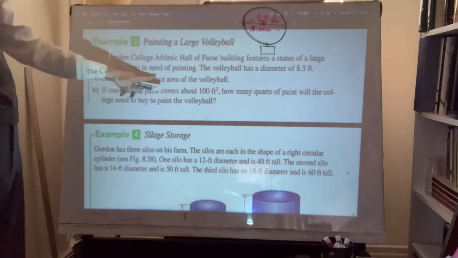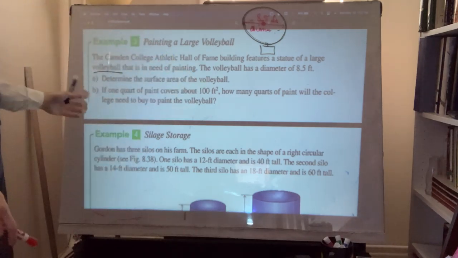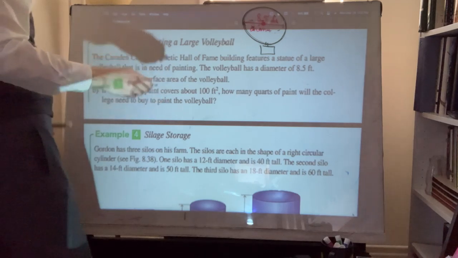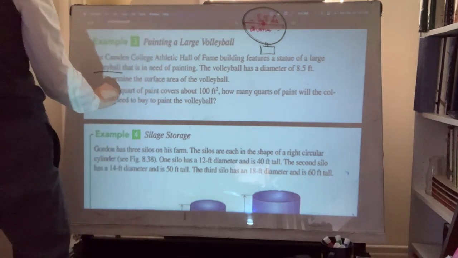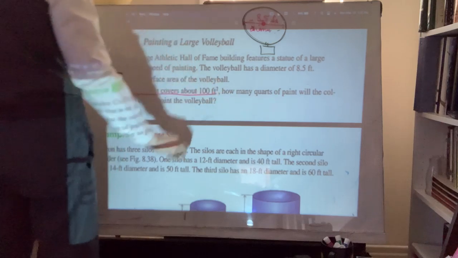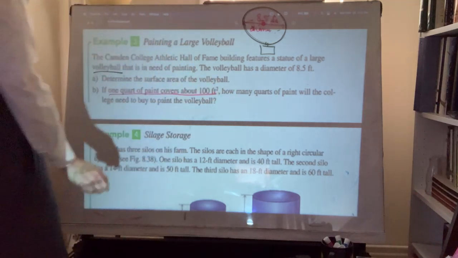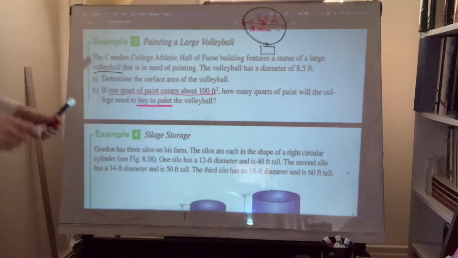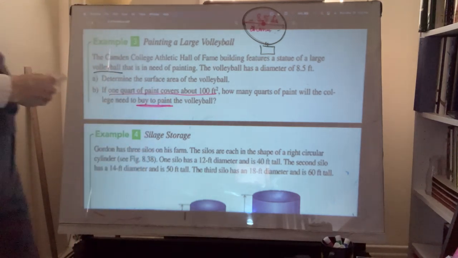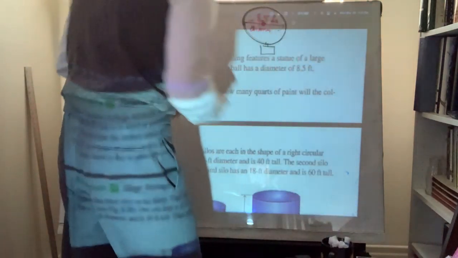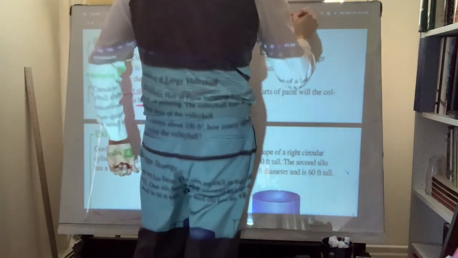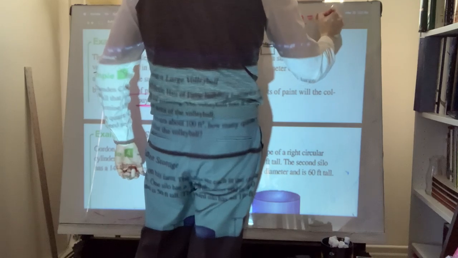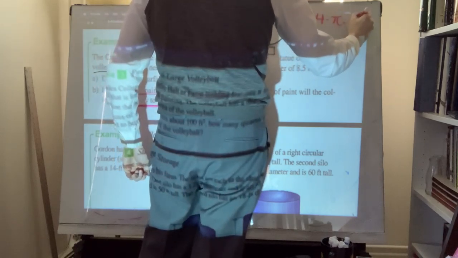We're going to first determine the surface area of the volleyball, and then figuring that one quart of paint covers about 100 feet squared, you can decide how much paint to buy. So the surface area of a sphere, which is what this most closely resembles, is 4 times pi times the radius squared.